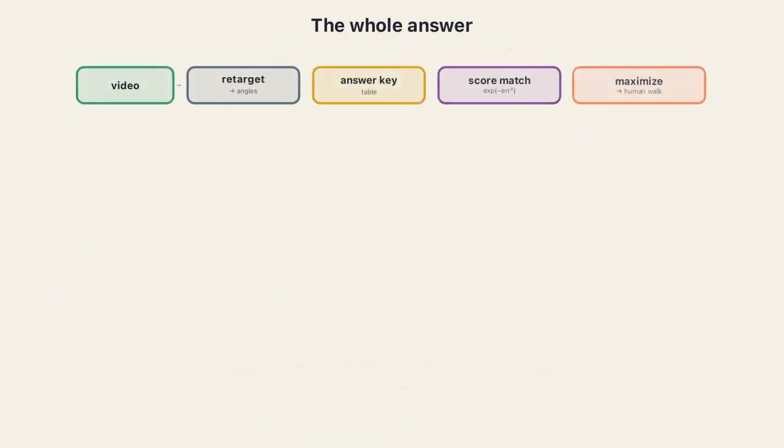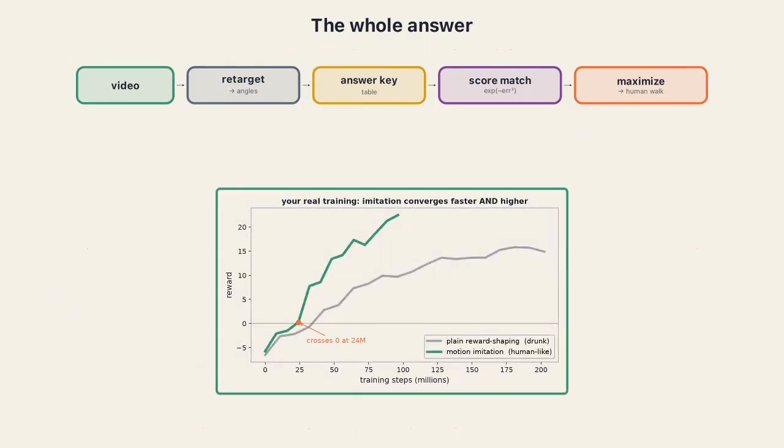So here is the whole answer in one line. The video is converted once into a table of target joint angles. Every step, the robot is scored on how closely it matches that table. The algorithm blindly maximizes the score, and a human-like walk falls out. It is a student copying a teacher's pose for the grade, without ever understanding the teacher. And it works. Your imitation run climbed past reward 21 and looked natural, while plain reward shaping got stuck near 15, walking like it was drunk. That gap is the whole point.